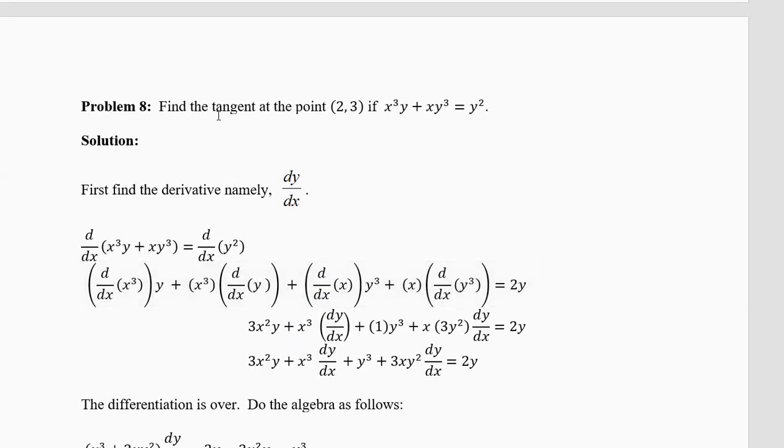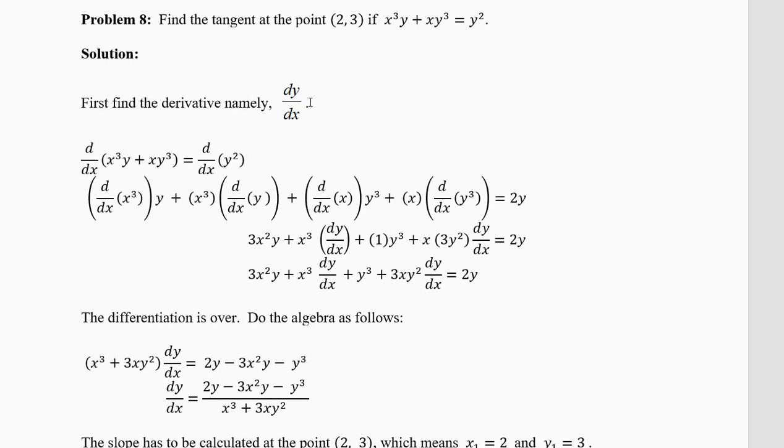Now find the tangent at the point 2 comma 3 if x cube y plus xy cube equal to y square. Now this equation is like your old equations in this video. Now first step is to find the derivative. You cannot calculate the slope without the derivative. In calculus, the slope comes from the derivative. Differentiate both the sides on the left and on the right. Derivative of y square is 2y dy by dx. There is a mistake here.